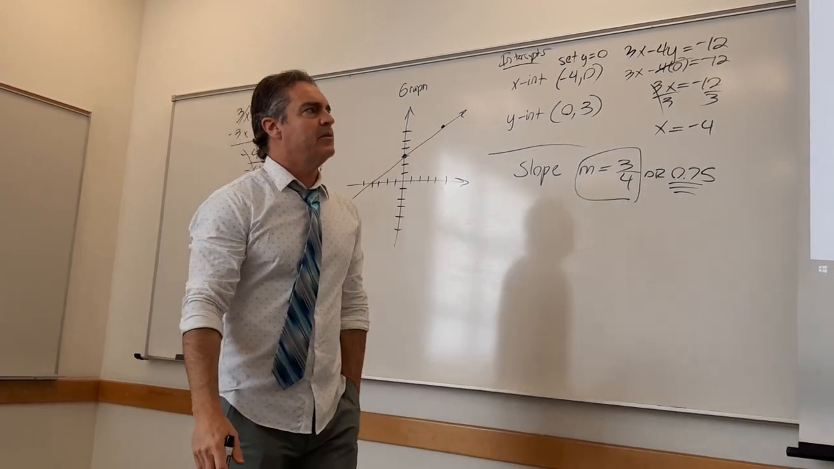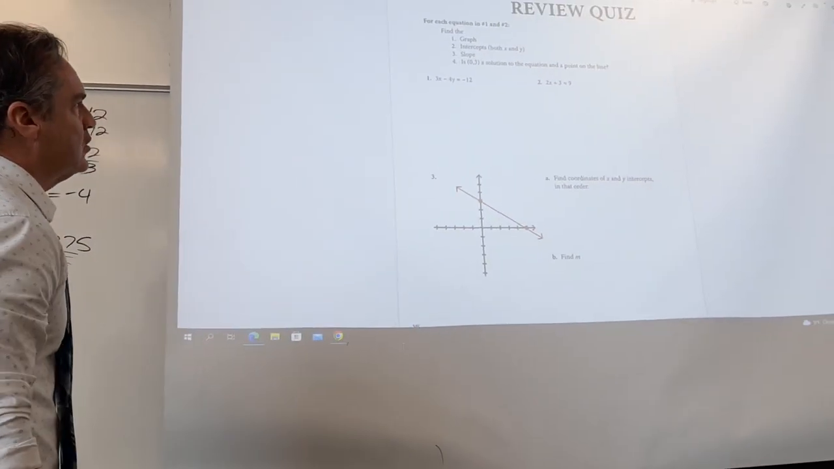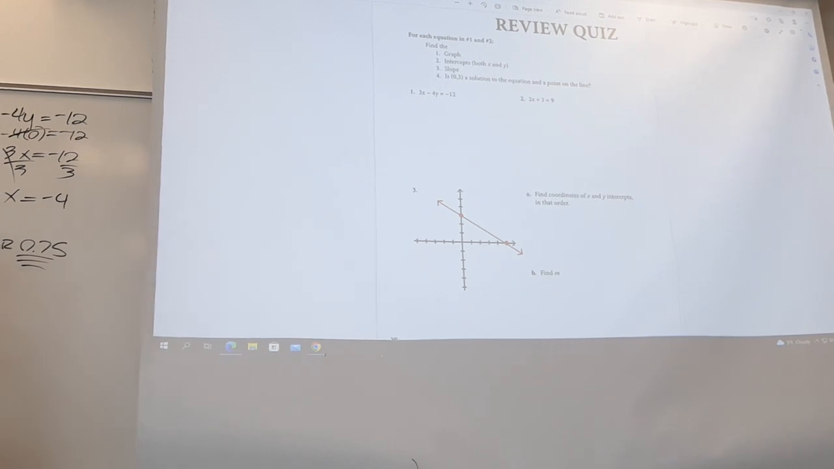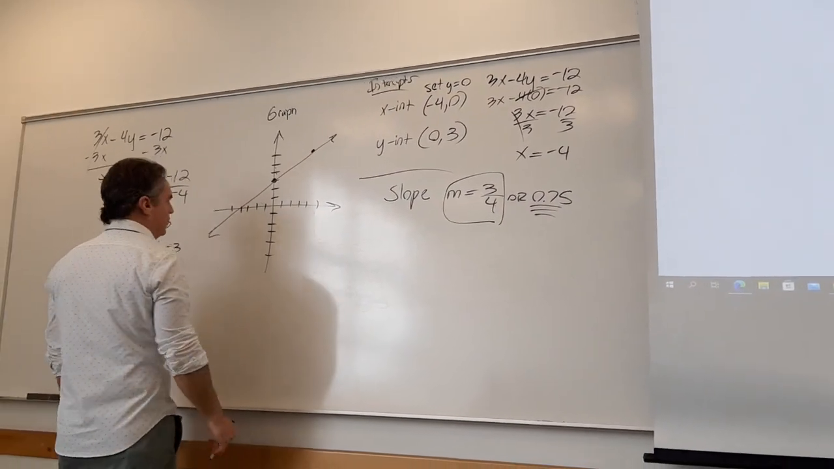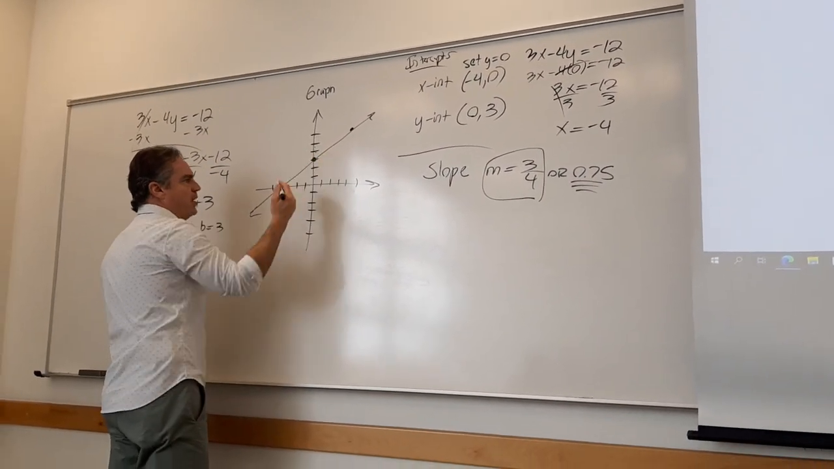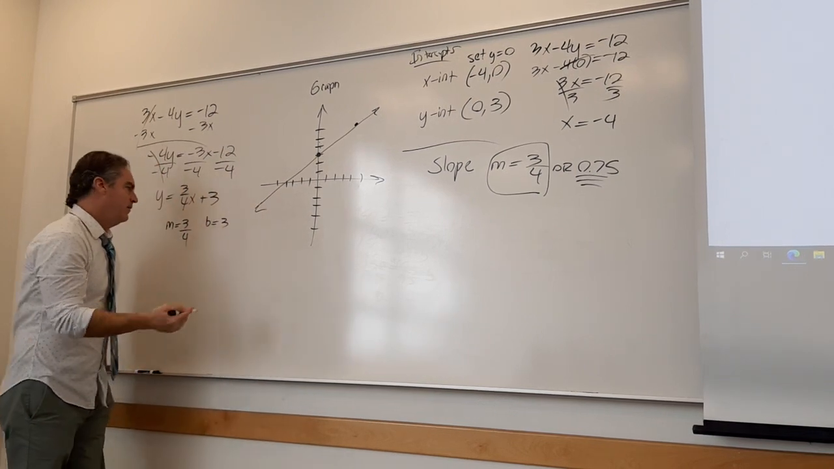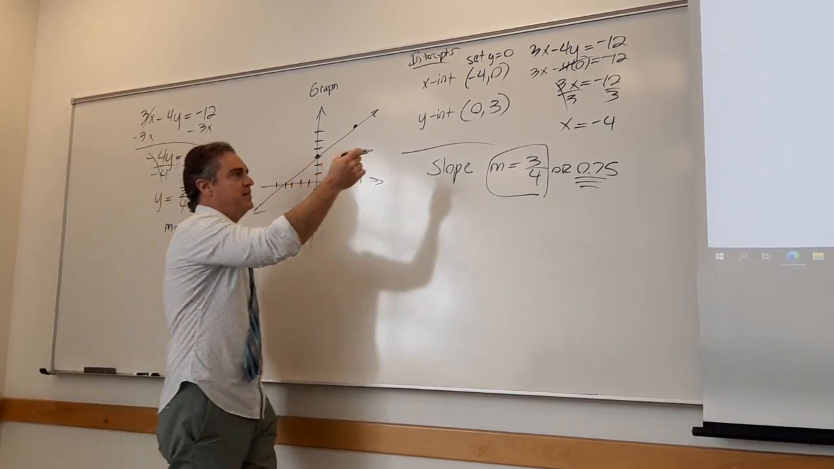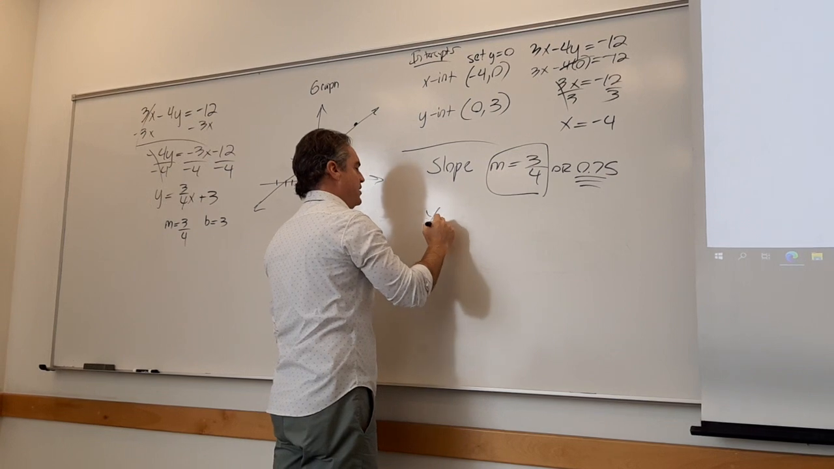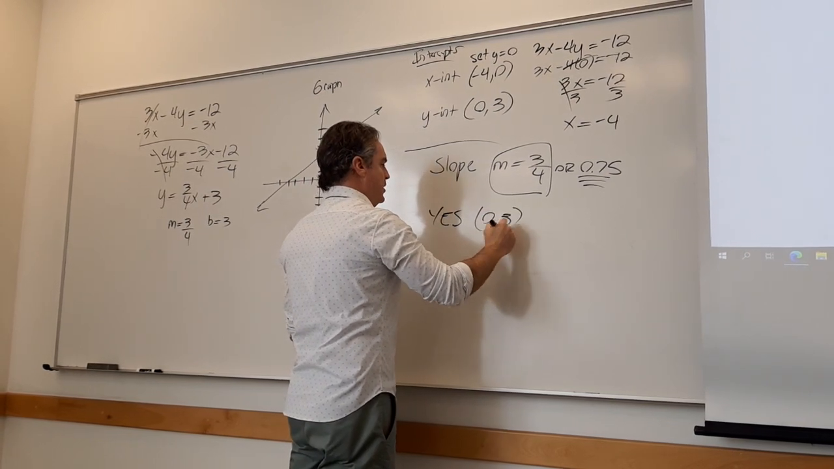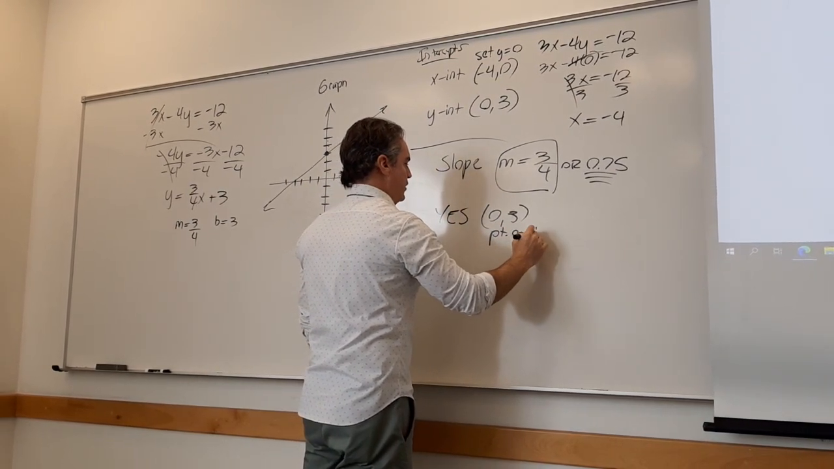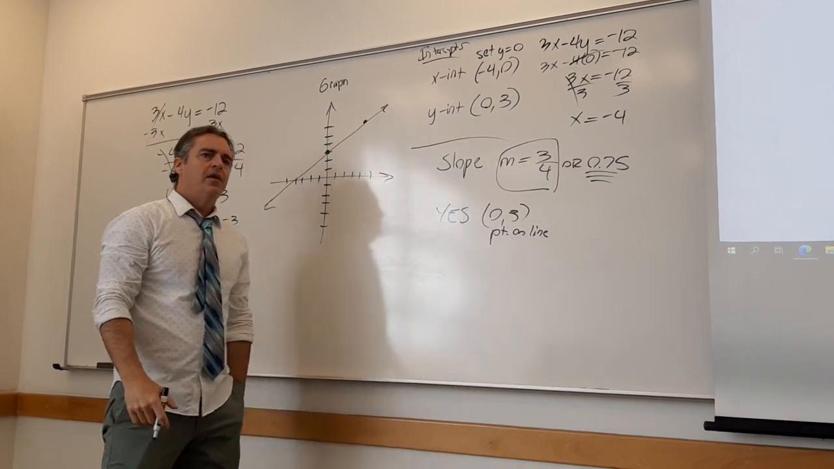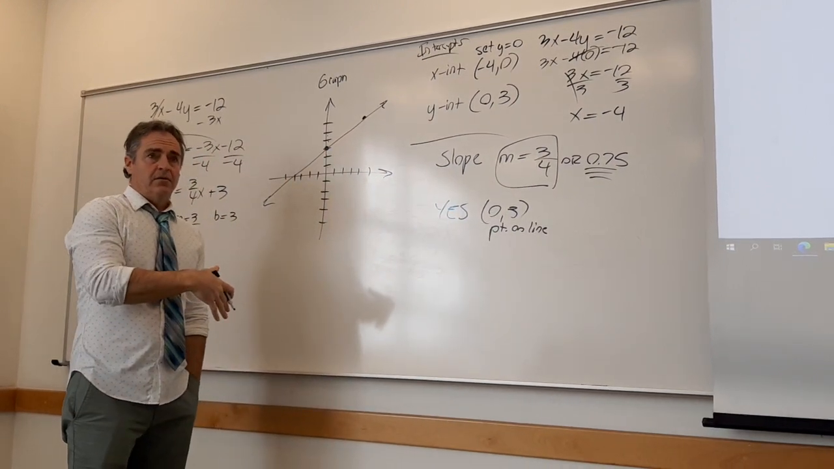All right, and then finally, the last question on the board: is 0, 3 a solution to the equation and a point on the line? Well, 0, 1, 2, 3, it's right there. It's on my line. It's my y-intercept, right here, 0, 3. So the answer to that one is a resounding yes. 0, 3 is a point on the line, a solution to the equation. Now, could you have plugged it in?